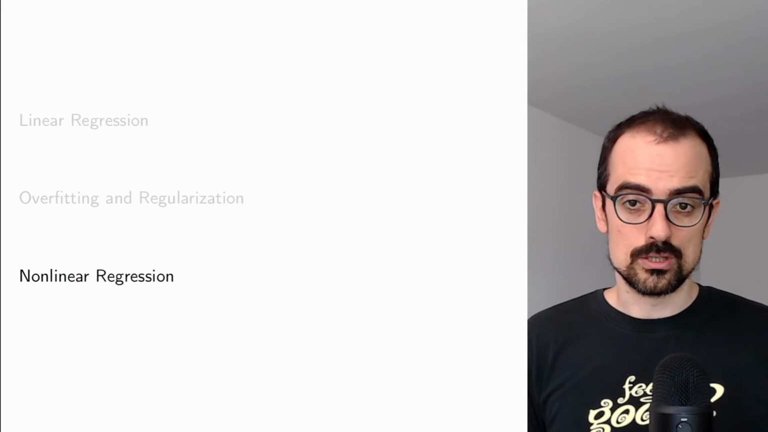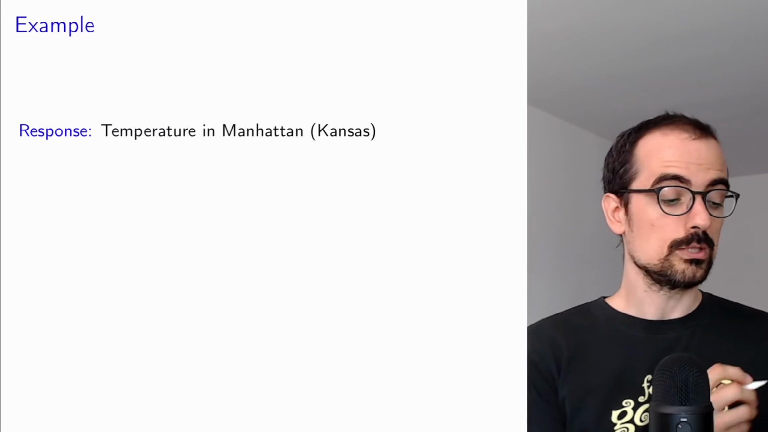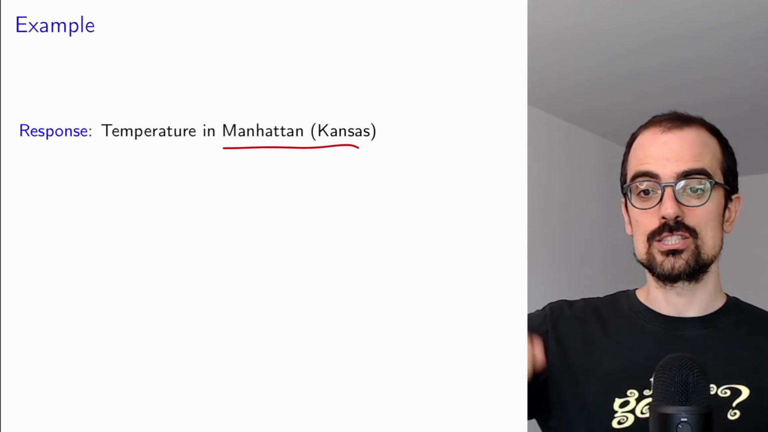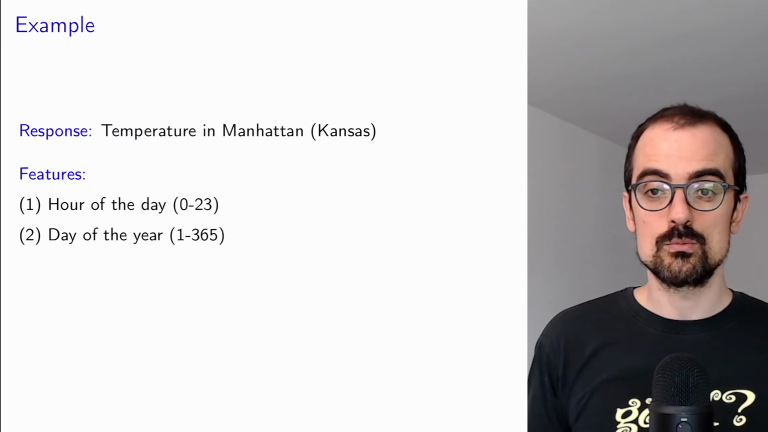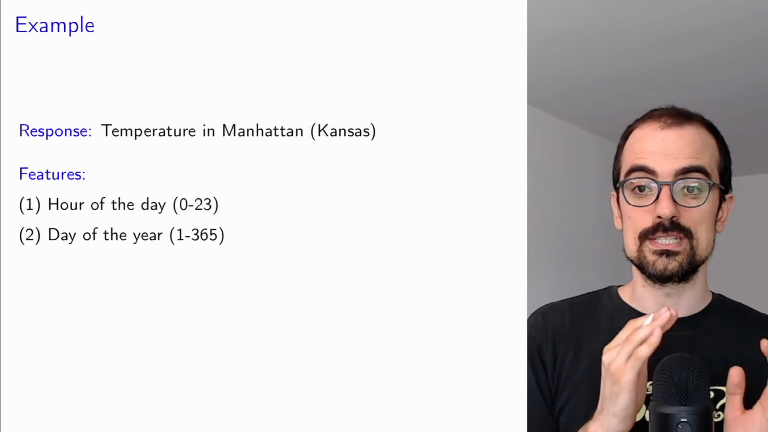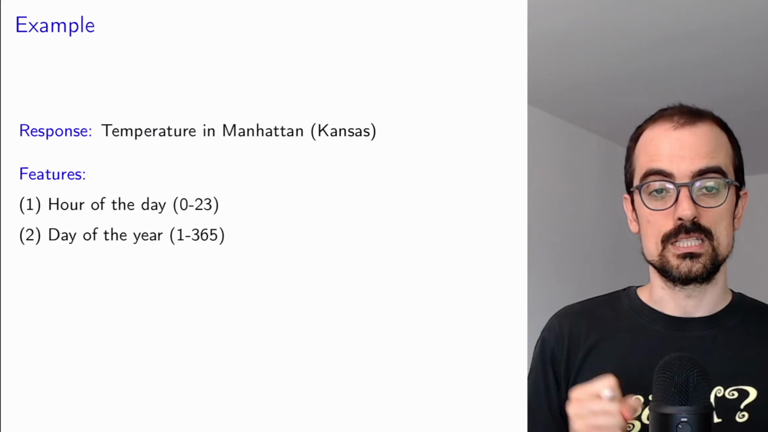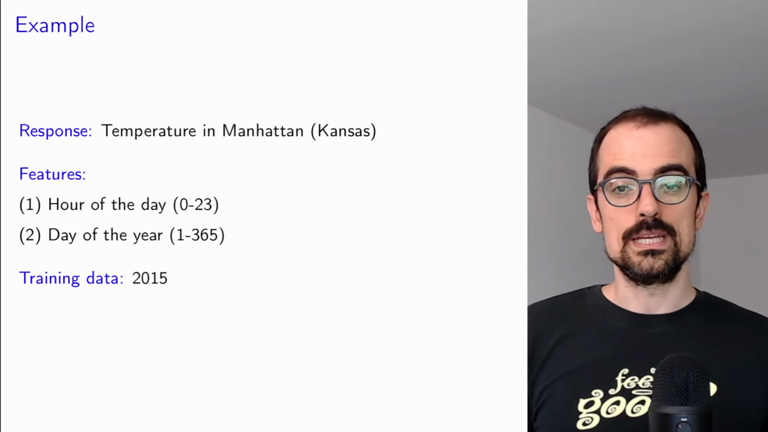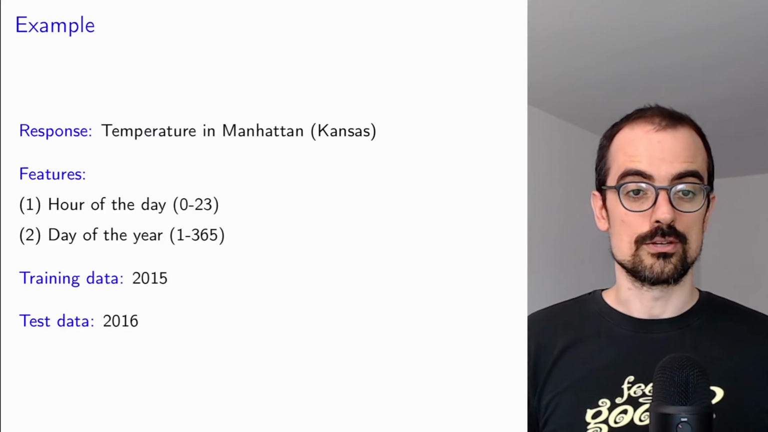To motivate nonlinear regression, we're going to use a running example where we want to estimate the temperature in Manhattan, Kansas, but now it's not going to be based on temperatures at other places. It's going to be based on the hour of the day, which we're going to encode as a feature that is between 0 and 23, and the day of the year, which is going to be another feature that is between 1 and 365. The training data are going to be temperatures from 2015, and the test data are going to be temperatures from 2016.